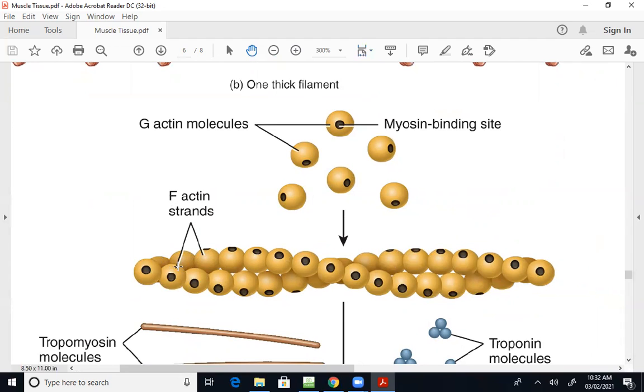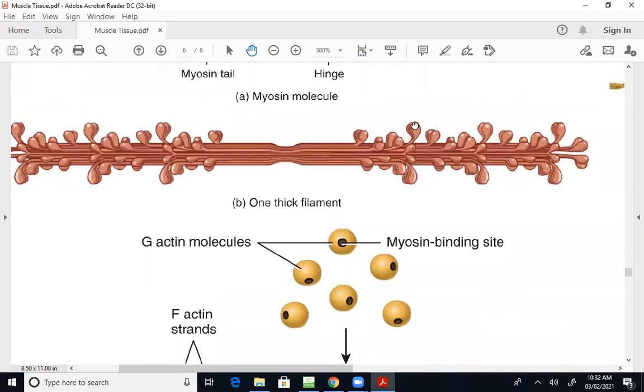But a beaded necklace is made up of individual beads. Each bead is like a G actin. G is for globular, F is for filament. Not something I'm going to ask you to know. But notice each of those little beads has a myosin binding site. That's where the thick filament head, the myosin heads, would grab hold and form that cross bridge.